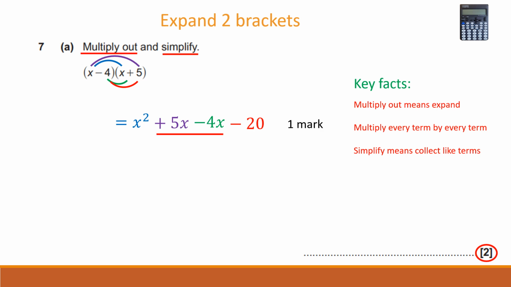From here, we then need to combine the middle 2 terms, which are the x terms. So I've got a plus 5x take away a 4x. So 5 take away 4 is 1, which leaves me with 1x. You can write 1x, or you can just literally write x. So for your second mark, you need to write x squared plus x minus 20. If you put a 1 in front, it doesn't matter. You will still get the mark in the exam.